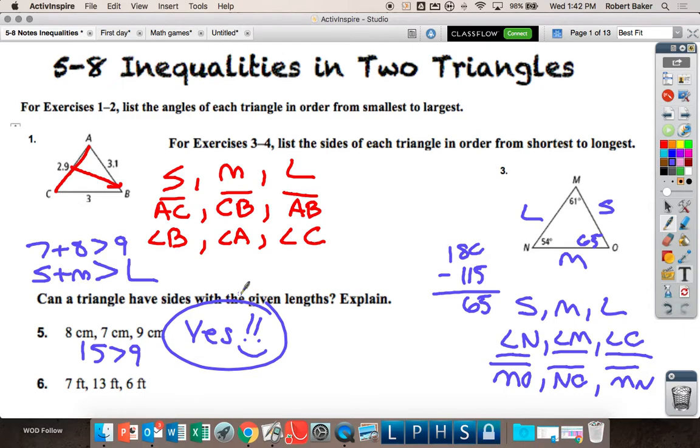What about number 6? No, because the small number is 6. The medium number is 7. Is that bigger than 13? 6 plus 7 is 13. So no, 13 is not bigger than 13.